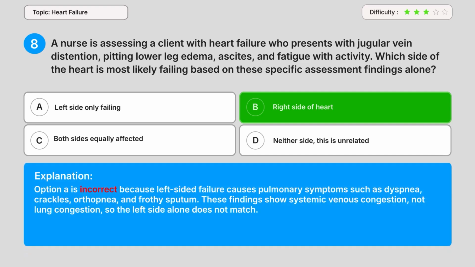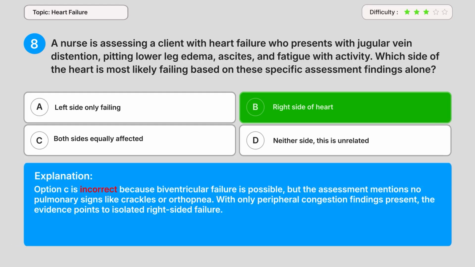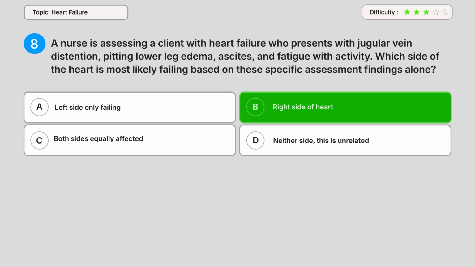Option A is incorrect because left-sided failure causes pulmonary symptoms such as dyspnea, crackles, orthopnea, and frothy sputum. These findings show systemic venous congestion, not lung congestion, so the left side alone does not match. Option C is incorrect because biventricular failure is possible, but the assessment mentions no pulmonary signs like crackles or orthopnea. With only peripheral congestion findings present, the evidence points to isolated right-sided failure.